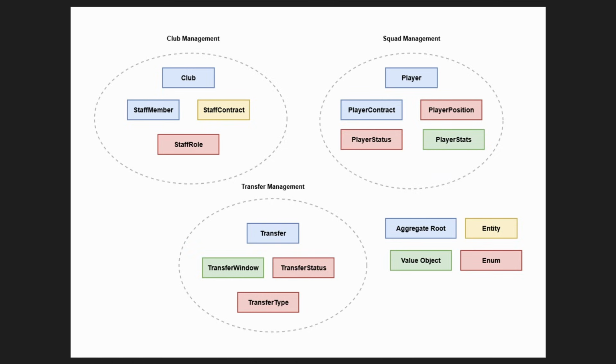In this part of the video, we will implement our next bounded context, that is the squad management context. This context is all about players. We will implement two aggregate roots, player and the player contract, along with some enums that will represent some characteristics of the players. We will also implement a value object, player stats, that will encapsulate the stats related to players. Let's start the implementation of the squad management context.